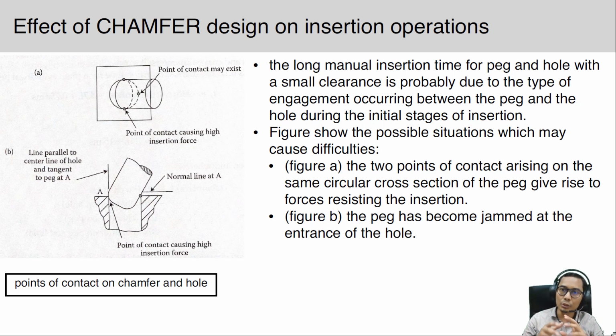There are two possible situations which may cause difficulties during the assembly. You can see in figure A, the two points of contact arising on the same circular cross section of the peg give rise to forces resisting the insertion. While in figure B, you can see that the peg has become jammed at the entrance of the hole. So these are two situations which may cause difficulties to your assembly.